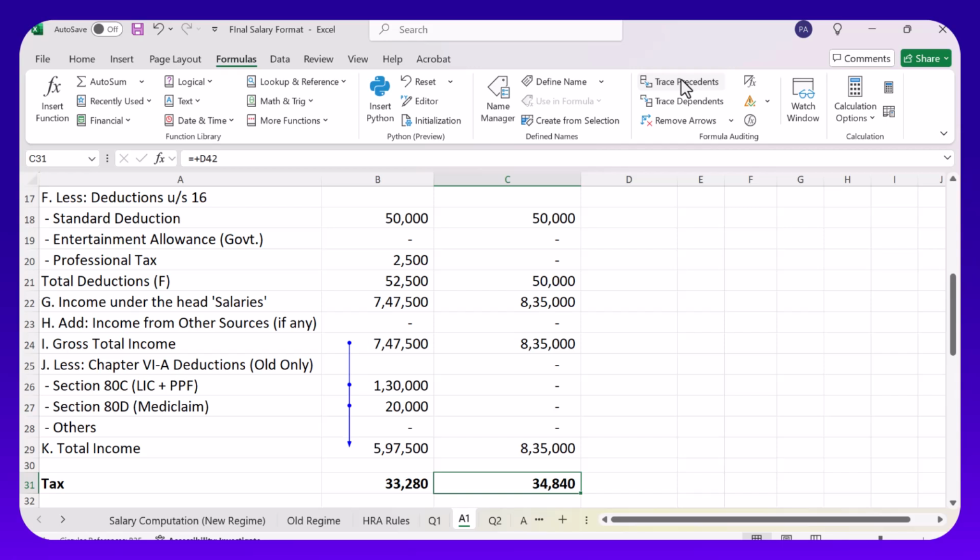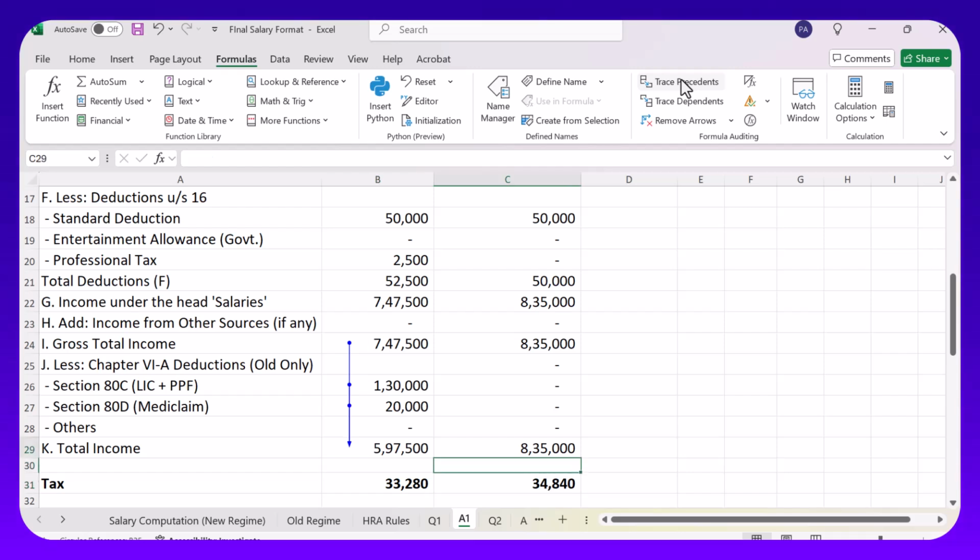Now, before we plunge into how the tax has been calculated, which scheme is more beneficial, old scheme or new scheme? Nidhi? Once you have calculated the taxable income, under the old scheme it is 5,97,000. In the new scheme, it is 8,35,000. So you calculate tax.